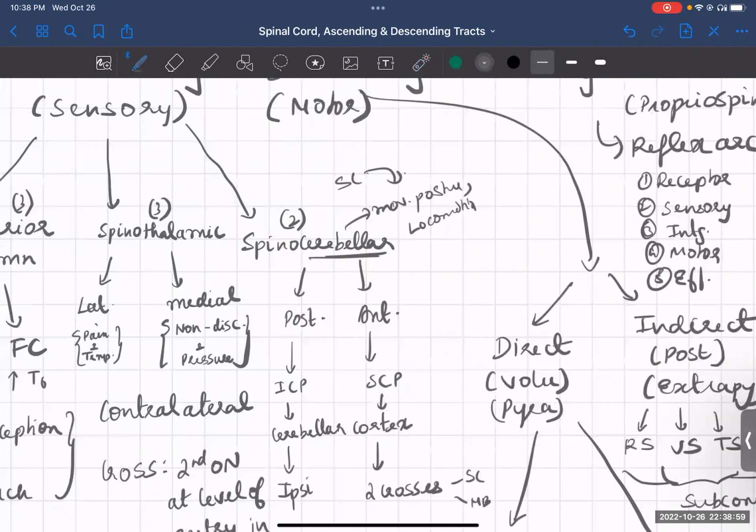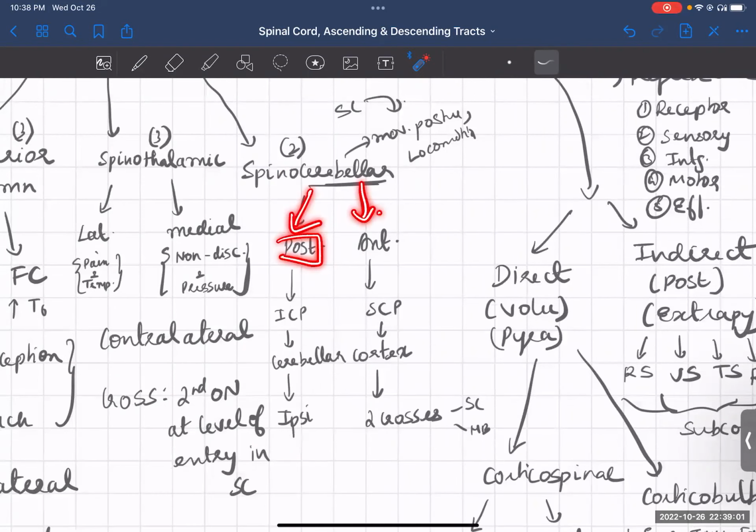Now this is divided into posterior and your anterior division. Posterior goes through your inferior cerebellar peduncle and your anterior goes through your superior cerebellar peduncle. From the inferior cerebellar peduncle, it is going to reach your cerebellar cortex. And at the same time, from the anterior spinocerebellar tract, it is going to reach the cerebellar cortex through your superior cerebellar peduncle.